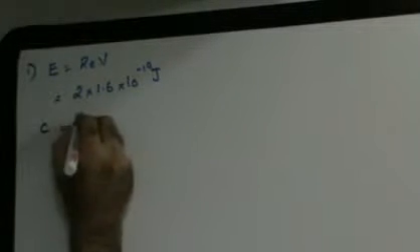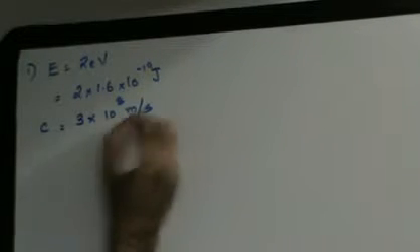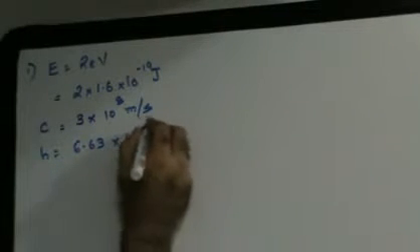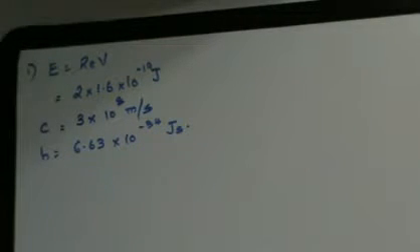Now let's see this. Velocity of light in air you are supposed to know by heart, 3 into 10 raised to 8 meters per second. Moreover, you are supposed to know Planck's constant by heart, that is 6.63 into 10 raised to minus 34 joules second. Right? Now, what have they asked you to find out? They have asked you to find out frequency and wavelength.